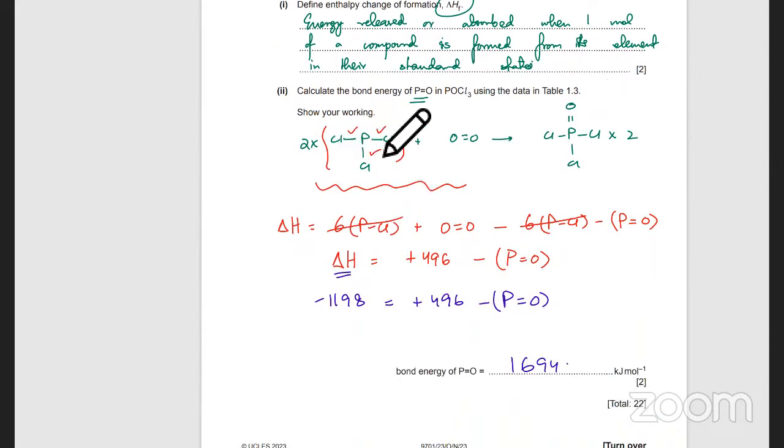And did we get this right? Six P-Cl bonds, six P-Cl bonds. That got cancelled out. Yeah, O double bond O. Yes, this is fine. We got this wrong because there are two P double bond O. So actually, this is going to be divided by two. Okay, is this clear?